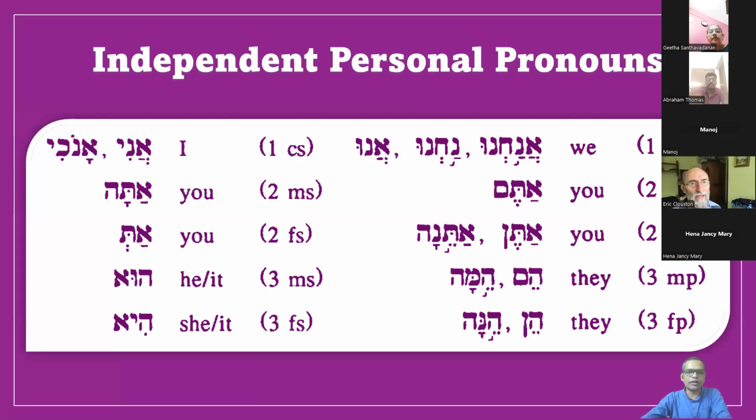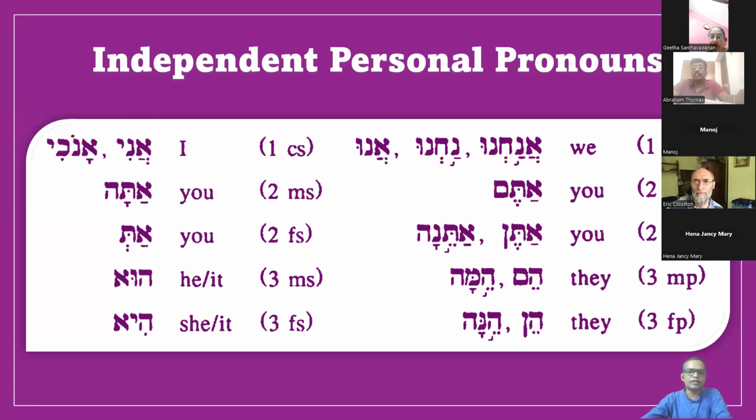Ani, Anoki, Atah, At, Hu, Hi, Anachnu, Nachnu, Anu, Atem, Aten, Atena, Hem, Hema, Hen, Hena. So in Hebrew, like how we have the personal pronouns in English, there are separate independent personal pronouns.